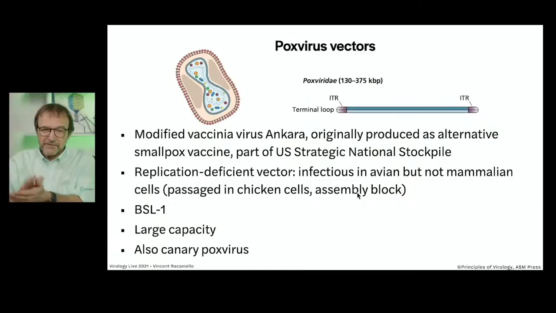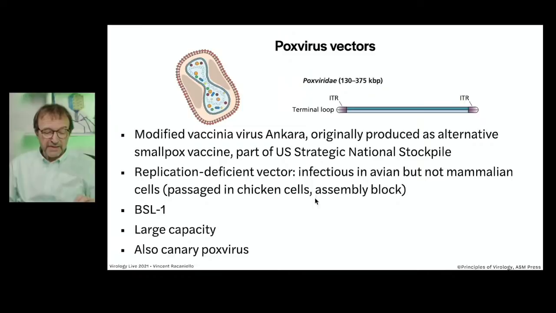You can grow it up in avian cells, and then when you put it in mammalian cells, it does gene expression, but it doesn't make new virus particles. So it's replication-deficient. So this virus can be worked on under BSL-1, the lowest containment condition. It has large capacity. The genome is huge. And also, we've modified other pox viruses. Canary pox virus is one of them.